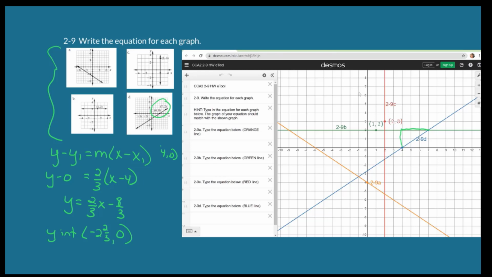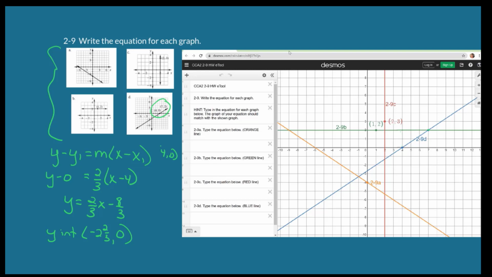Okay, so this is 2-9, and I'm going to go ahead and use the homework E tool. The only one that needs a little bit more work is 2-9D, and you just solve that in the graph on the slide. So we'll add that in at the end. The rest of them we're just going to do by looking at the graph.